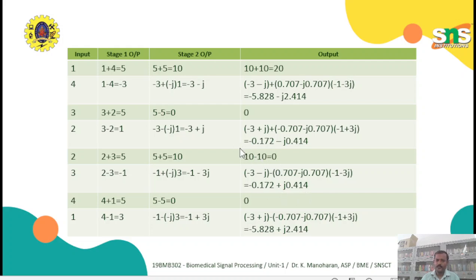Now we go with the third butterfly. For the third butterfly, the first input is 0 and the other input is also 0. So 0 plus 0 is 0 here, 0 minus 0 is also 0 here.